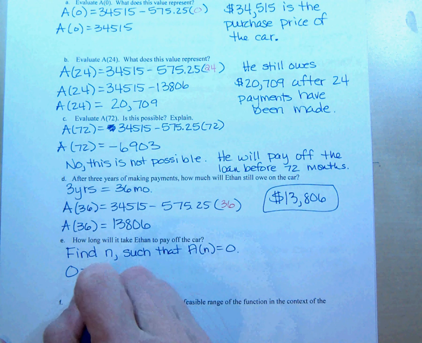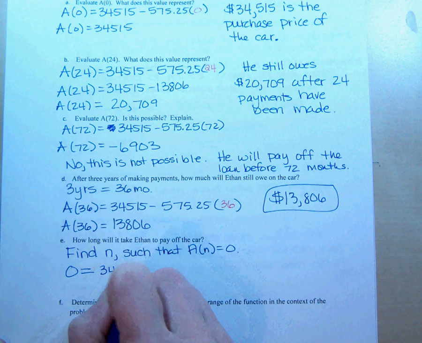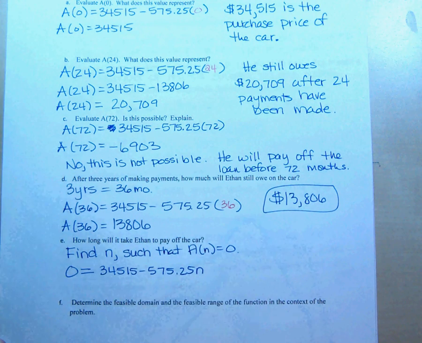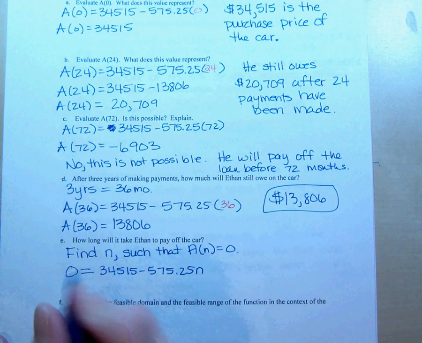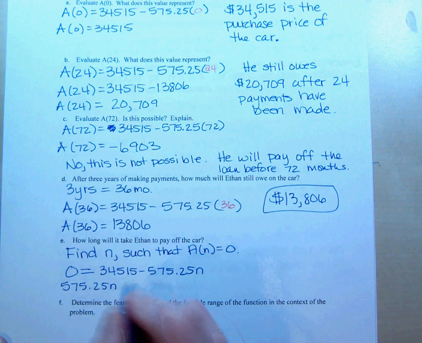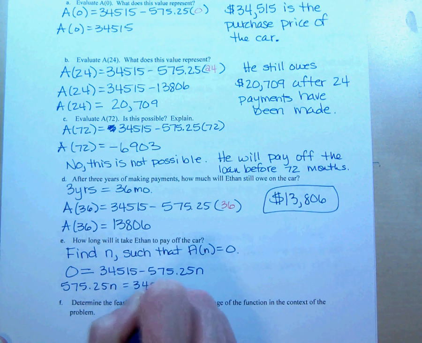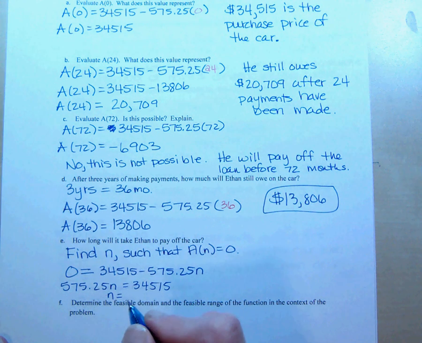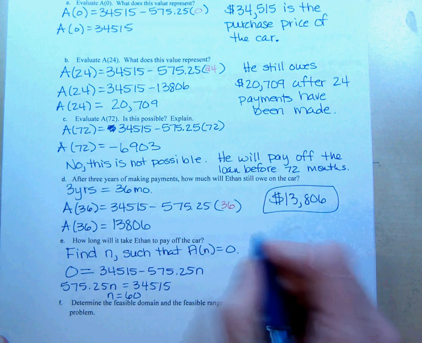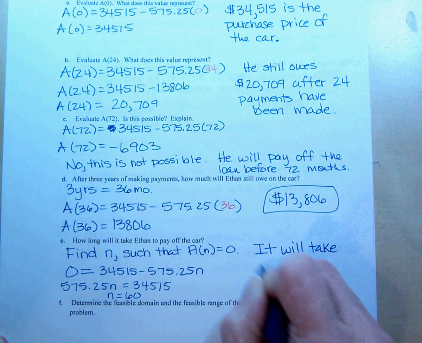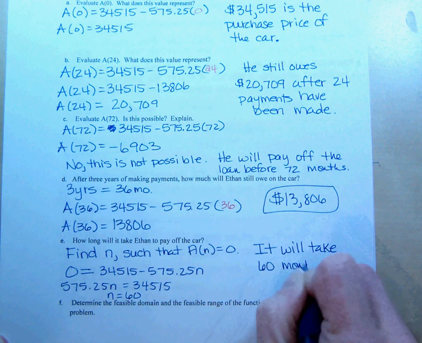So 0 equals 34,515 minus 575.25n. So if we add the 575.25n to both sides, 575.25n equals 34,515, and then after we do our division we get 60. So it will take him 60 months or 5 years to pay it off.